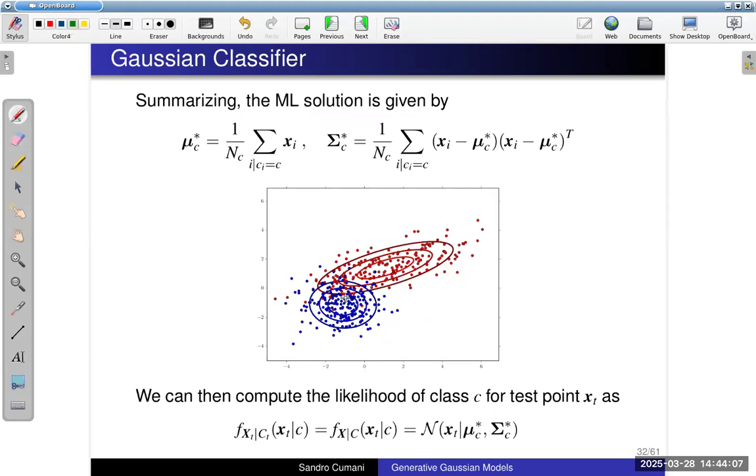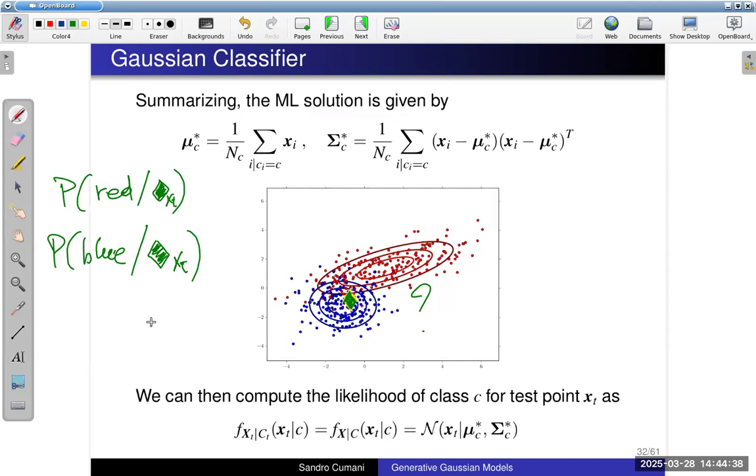Now remember that our original task was to compute the class for a test point. It was green before, and I hope that green you can see it. Let's draw it in green as well. For this test point, how can we compute the class? Well, we need to compute the probability of red given the sample and the probability of blue given the coordinates of the sample. So given xt, this is xt. To do this, we have seen that we can apply Bayes' rule. Bayes' rule requires that first we are able to compute class conditional densities for all the classes. So we need to compute the class conditional for xt given red, and for xt given blue.